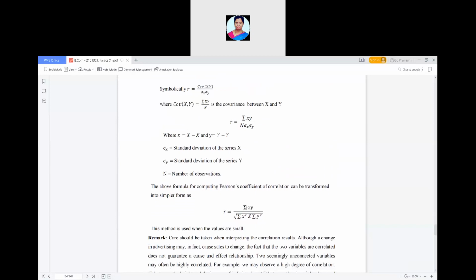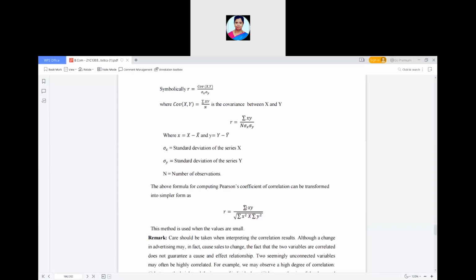So r is equal to covariance of x, y divided by sigma x into sigma y, and covariance of x, y is equal to summation xy by n, the covariance between x and y. So r is equal to summation xy by n into sigma x into sigma y, where x is equal to X minus X bar and y is equal to Y minus Y bar. Sigma x is the standard deviation for x, sigma y is the standard deviation for y, and n is the number of observations.